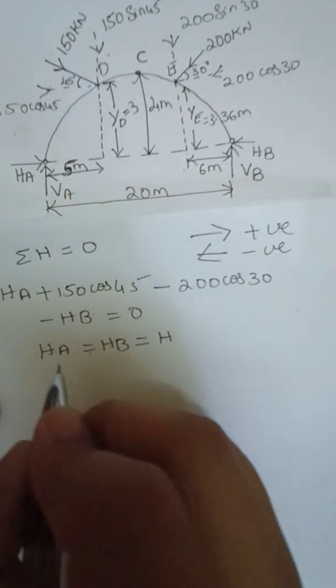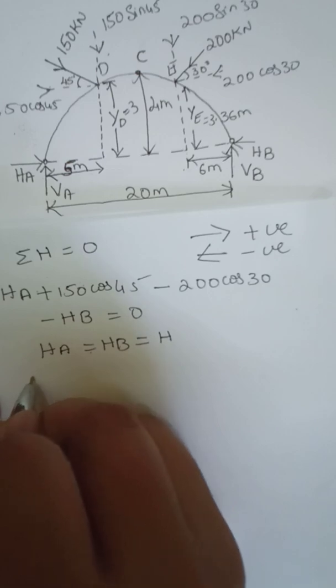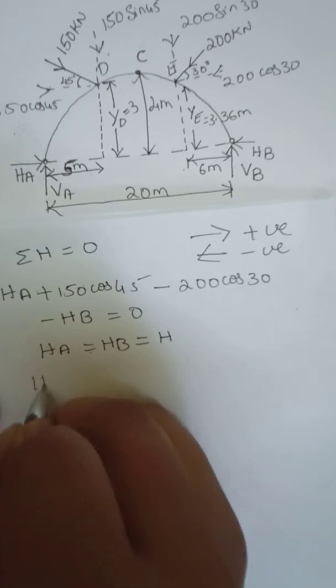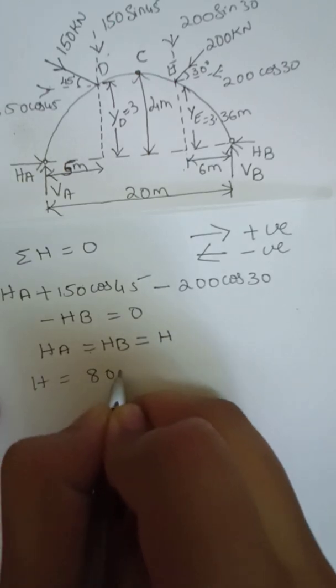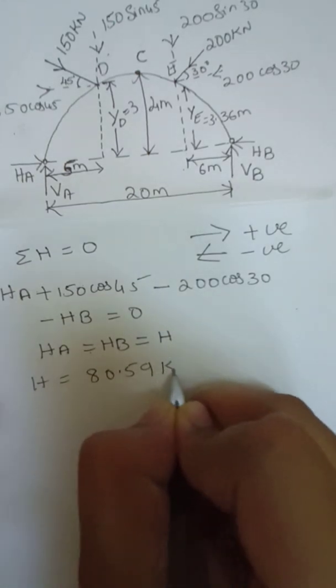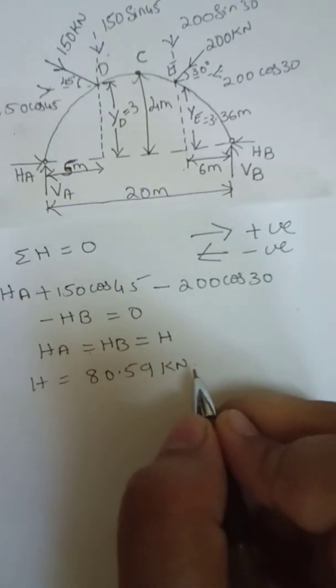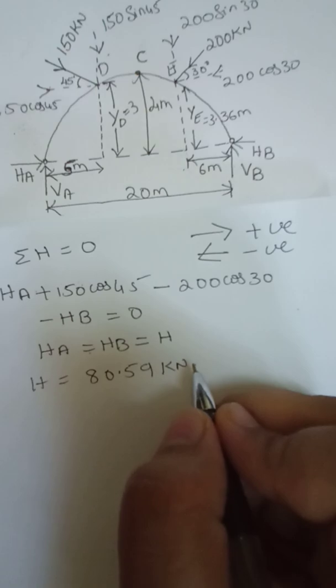Therefore, after substituting these values and simplifying this, I'll get the value of H as equal to 80.59 kilonewton. So this is all about computing the values of the support reactions.